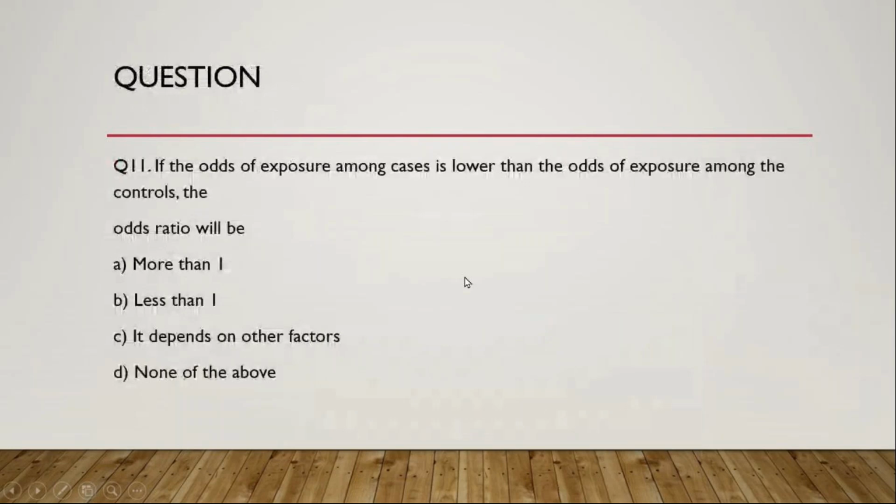No, ma'am. Okay. Next question: if the odds of exposure among cases is lower than the odds of exposure among the control, the odds ratio will be option A more than 1, option B less than 1, option C depends on other factors, and option D none of the above. So what will be the answer? Option B, less than 1. Okay, have you learned it before, or have you seen the answer?